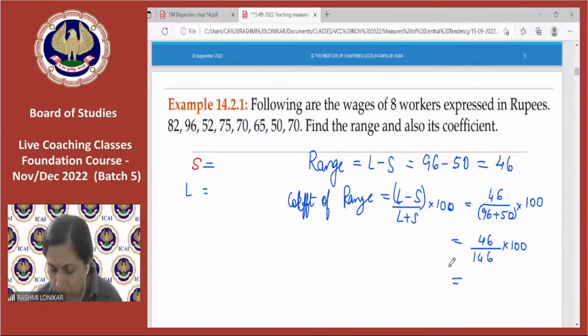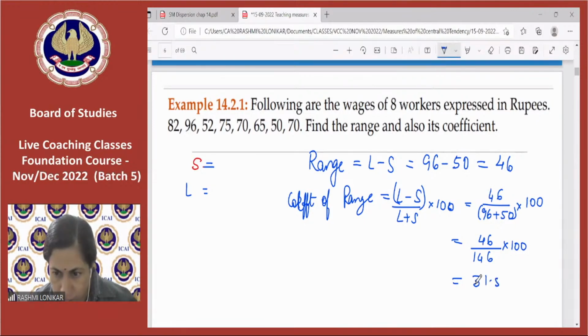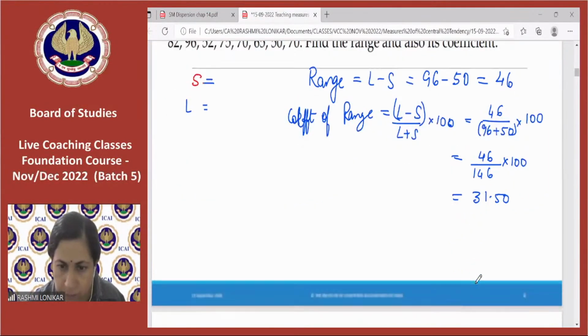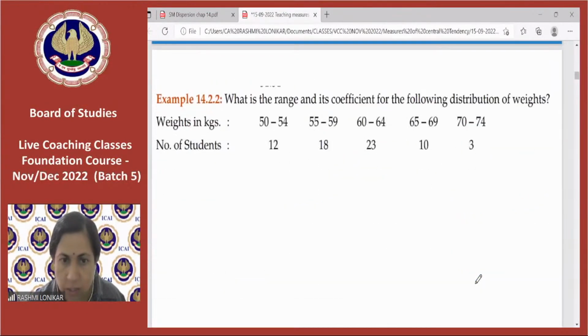Okay. 46 divided by 146. 31.5. Okay. So this will be the answer. Now second question.